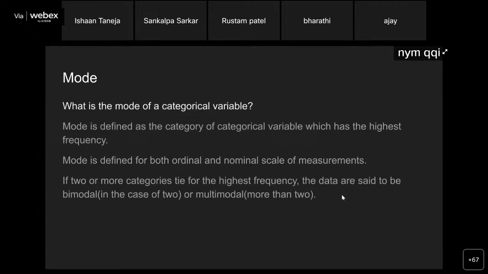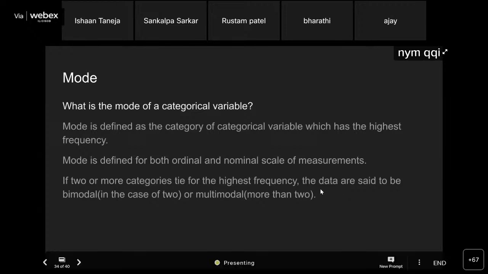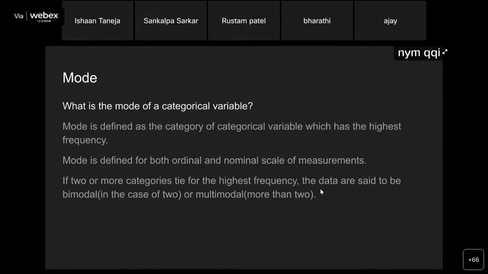For categorical data, we cannot compute mean because we definitely cannot perform addition on a categorical variable, right? So the only measures of central tendency we can compute here are mode and median. The mode of a categorical variable is the category which has the highest frequency. So if I have three categories, the one with the highest frequency would be the mode.